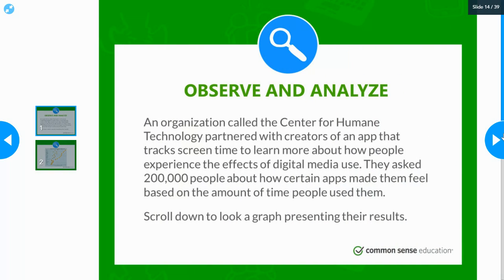So to observe and analyze, an organization called the Center for Human Technology partnered with creators of an app that tracks screen time to learn more about how people experience the effects of digital media use. They asked 200,000 people about how certain apps made them feel based on the amount of time people used them. Scroll down to look at the graph presenting their results.